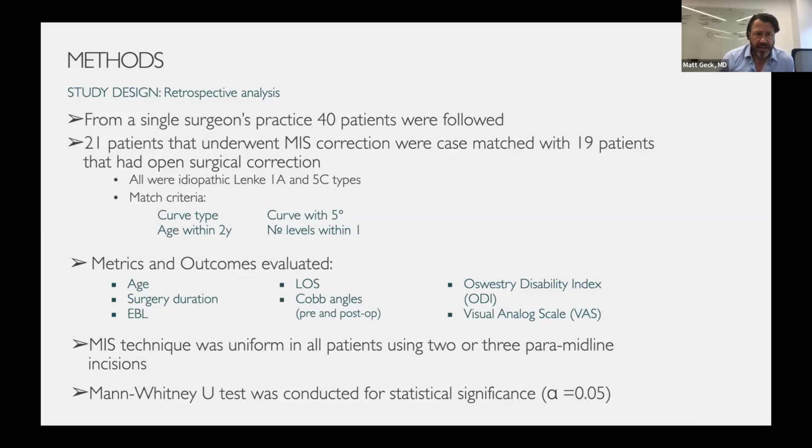We looked at 21 patients who had MIS correction who met the admission criteria, and we case matched them with 19 patients that had open surgical correction. We matched them by age within 2 years, curve within 5 degrees, and number of levels within 1. All the other metrics were evaluated as well. It was the same minimally invasive technique that I briefly showed you in the first talk, and we again did standard comparison statistics.